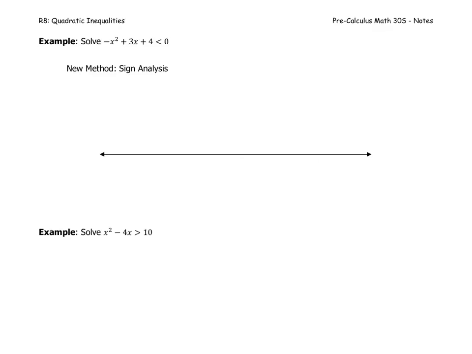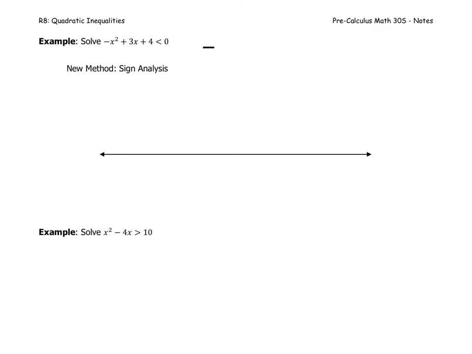We're going to try a new method here called sign analysis. It's very similar to the method we just used. We're going to check to see if we get a positive, a negative, or a 0 at different values. So we're going to try to solve this one.